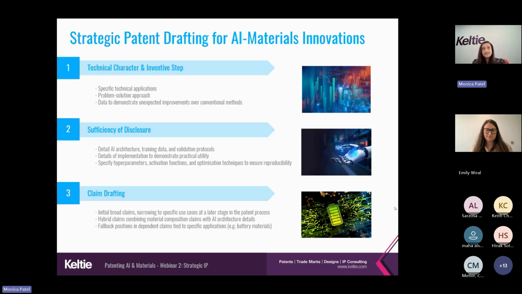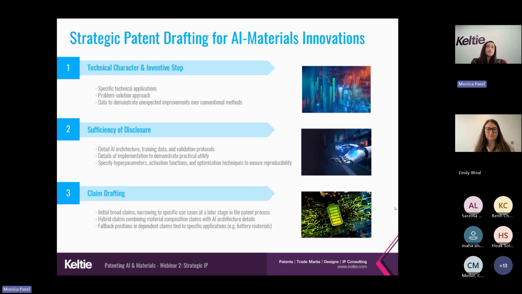The second point is sufficiency of disclosure. So when we draft a patent application, it's quite a detailed, lengthy technical document, and we have to include, by law, enough information and enough detail in there to enable a person skilled in the art in that particular technology field to reproduce it, to put the invention into practice. And so that's what this second requirement means, sufficiency of disclosure.